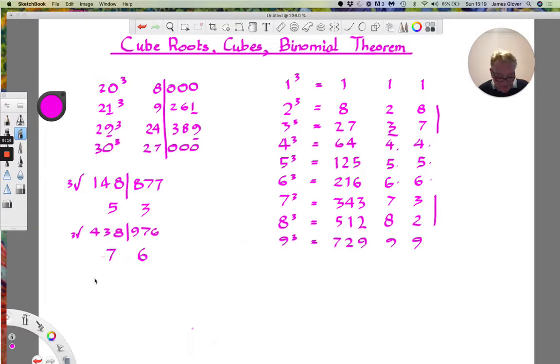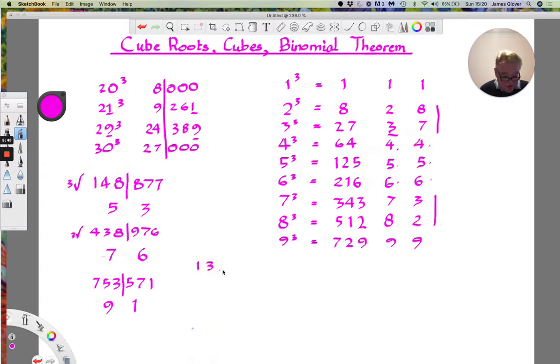Another example, 753,571. Partition, the last digit is 1, and so the cube root ends in 1, and 753 gives us a 9 here, because 729 is the largest cube less than 753.